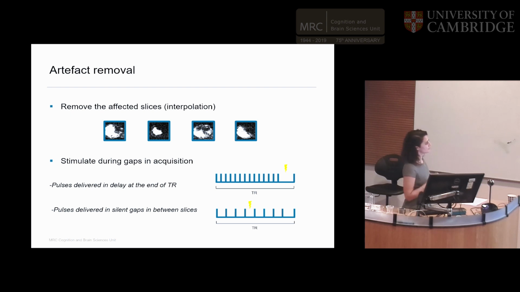It's fine, but obviously you'll still have to account for these artifacts in your data, which you don't really want to have to do. So right now we're trying to develop here to see if we can stimulate between the gaps in acquisition instead and remove this problem whatsoever, so we don't have these artifacts in our data. So either this would be pulses delivered in the delay at the end of the TR, or potentially in the silence gaps between slices, which is the ideal case scenario, because not only are we avoiding those artifacts, but on top of that, we don't have to sync our TMS pulses to the TR. But there are downsides, like we have to have a longer TR, and that reduces the signal to noise ratio.